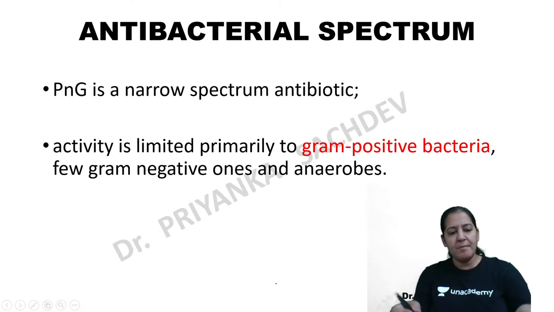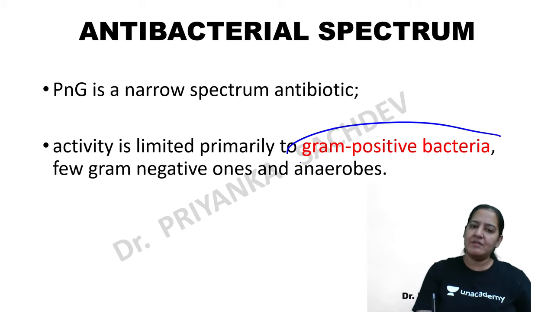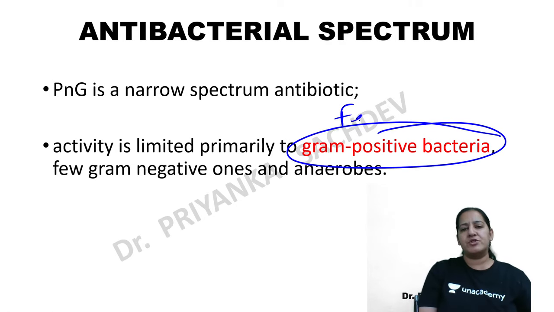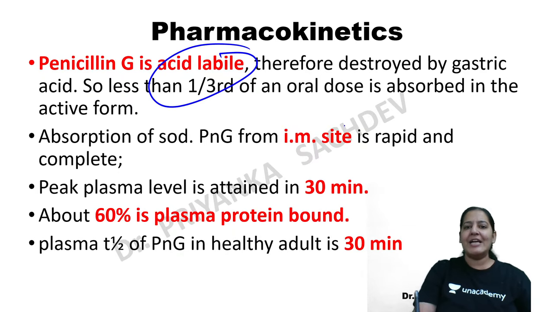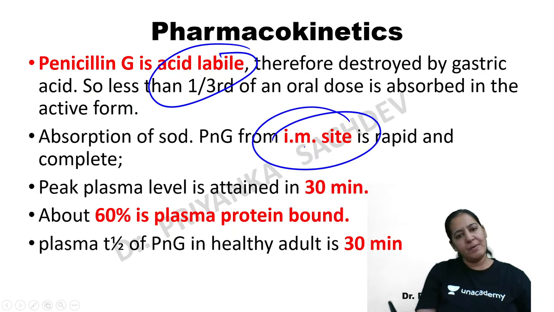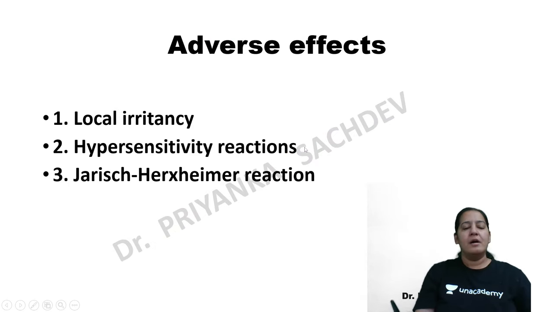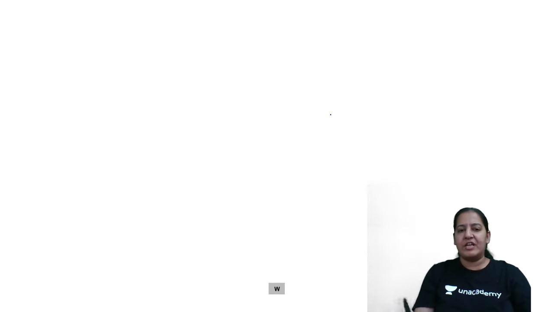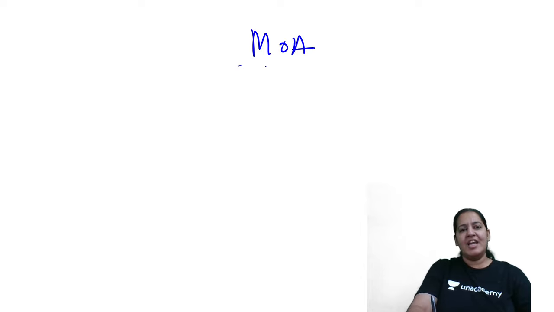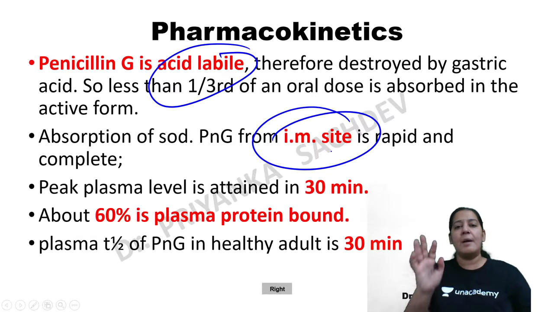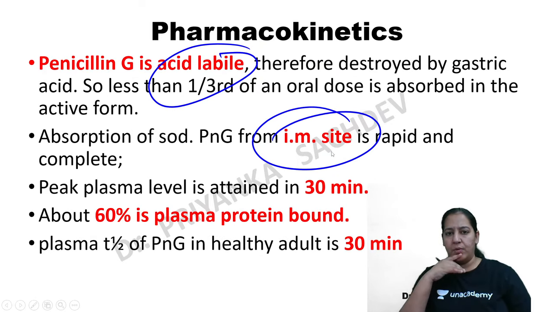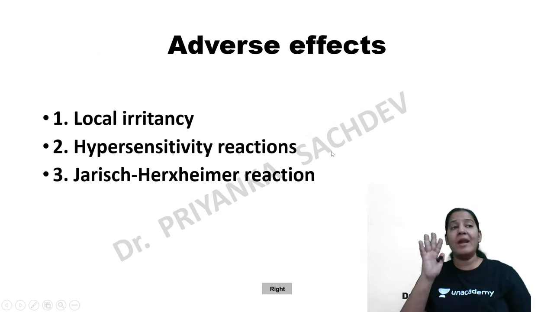So spectrum, I have already told you the spectrum. They are active against few gram-positive bacteria, very limited spectrum. Pharmacokinetics, they are acid labile. That's why given injectable, always injectable. Mechanism of action, you already know, so I'm not teaching you. They inhibit cell wall synthesis, right? Coming on adverse effects now.